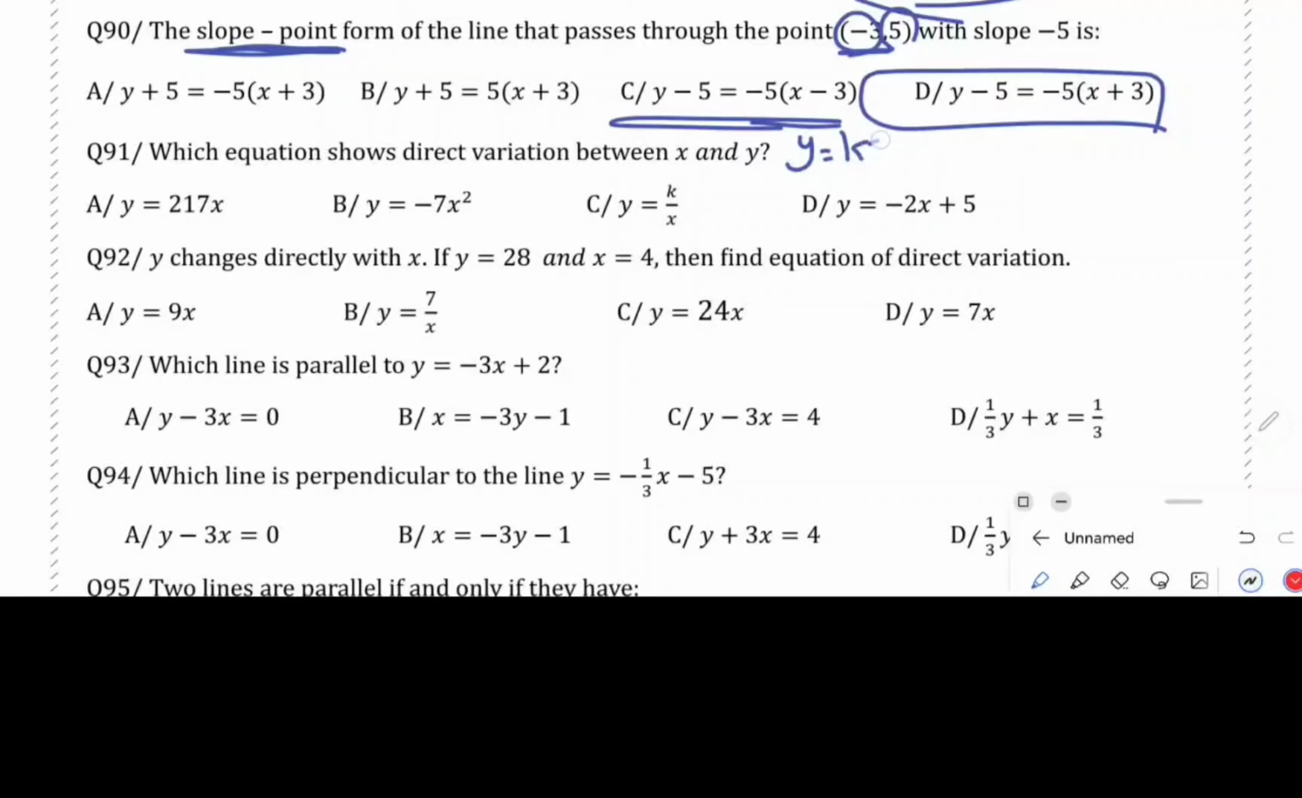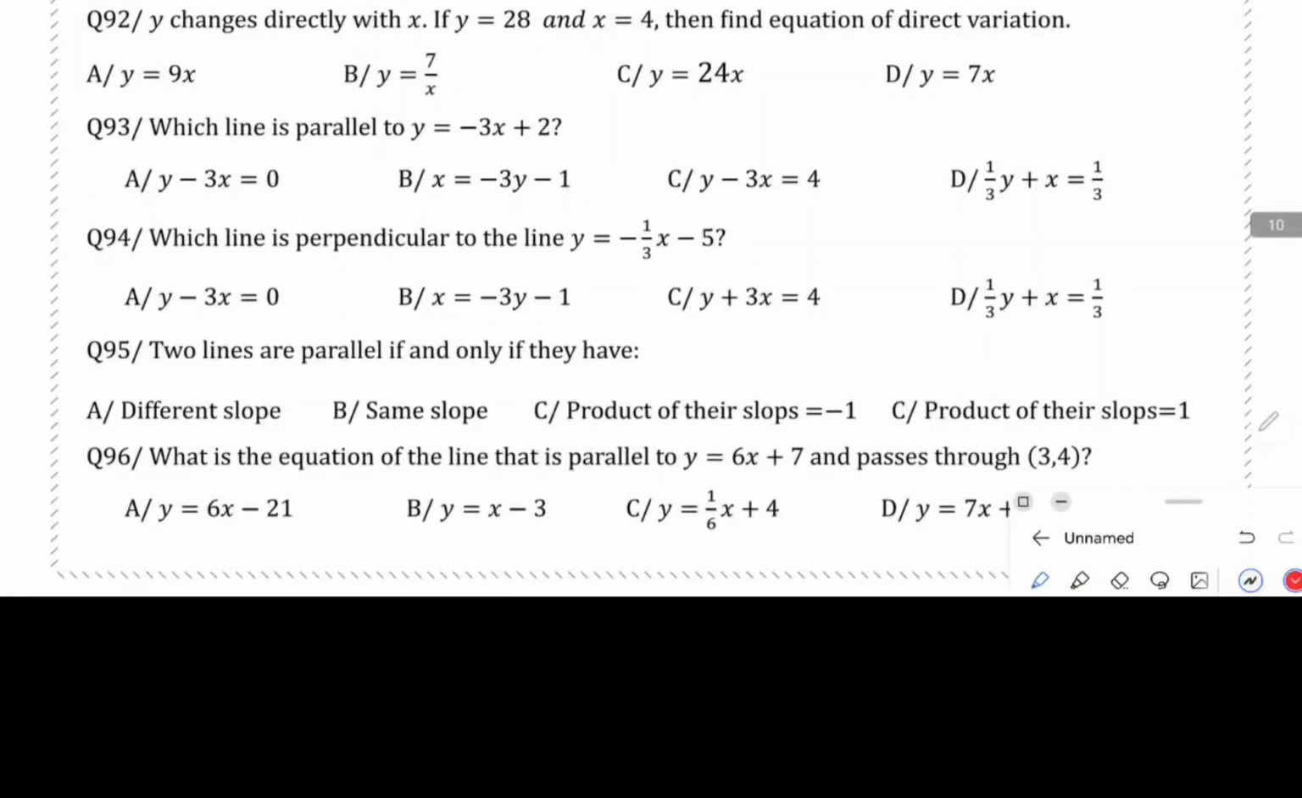Now we have direct variation. Which equation shows direct variation between x and y? The rule is y is equal to kx. Which one follows this rule? A. Y is equal to 217x. Y changes directly with x. If y equals 8 and x equals 4, the rule is k is equal to y out of x. K is equal to y, which is what? 28. What about x is 4? 28.